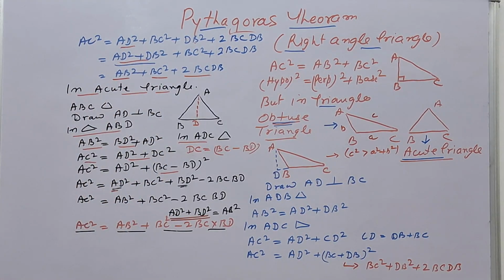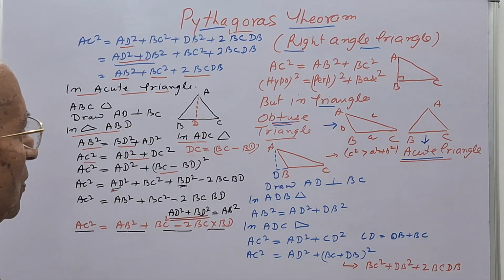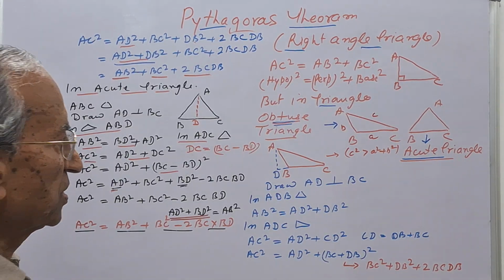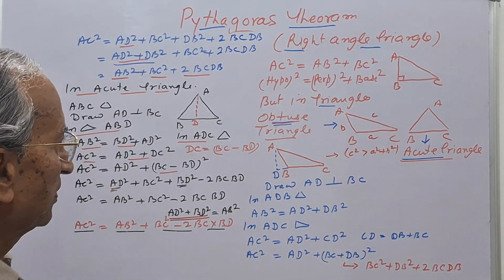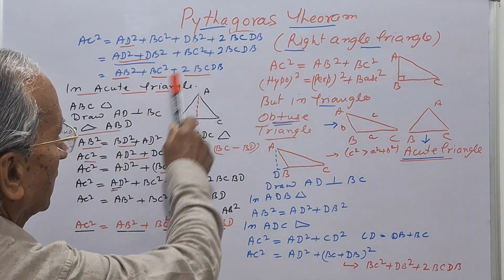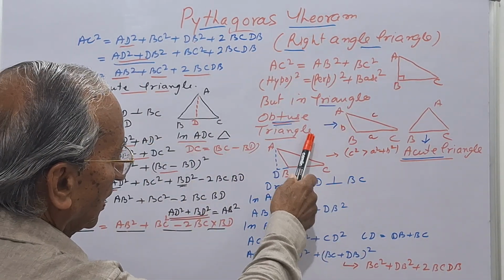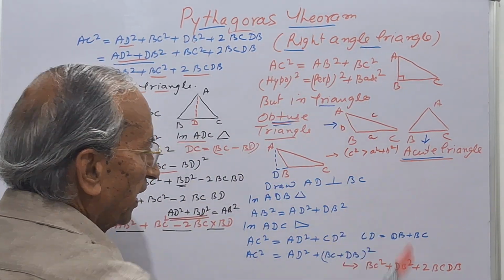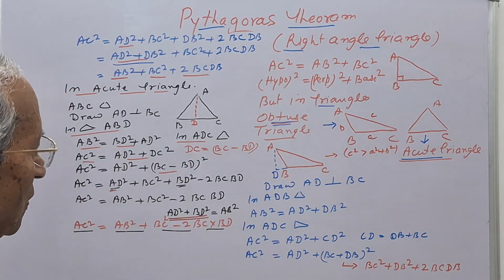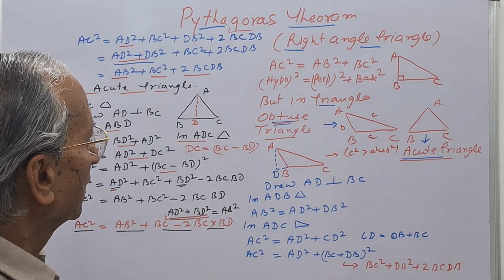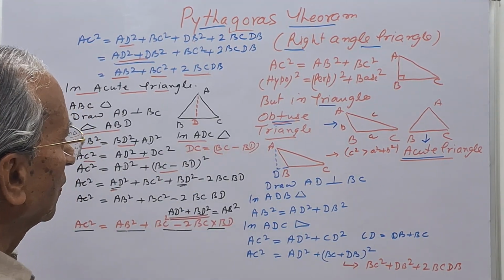It's a very important thing for the Pythagoras theorem. There are so many questions which can be solved by using this Pythagoras theorem for the obtuse triangle and the acute triangle. Okay, so it's all about the Pythagoras theorem.